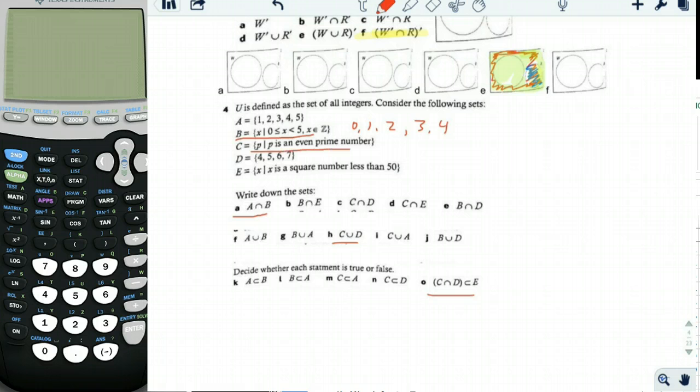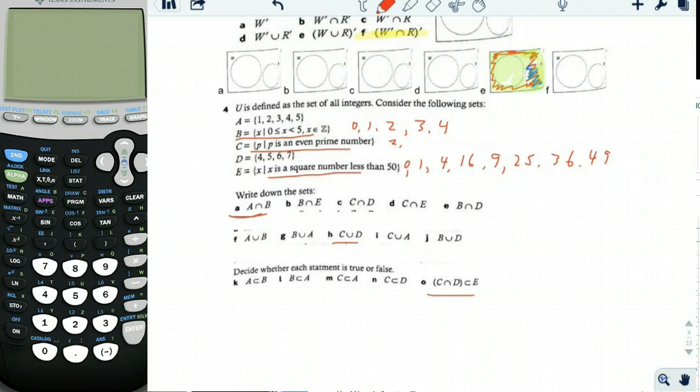C is any even prime number, so that would be 2. And actually that's it, because there's no other even prime numbers besides 2. D, 4, 5, 6, 7, and E, a square number less than 50, so that would be 0, 1, 4, 9, 16, 25, 36, 49. Okay?